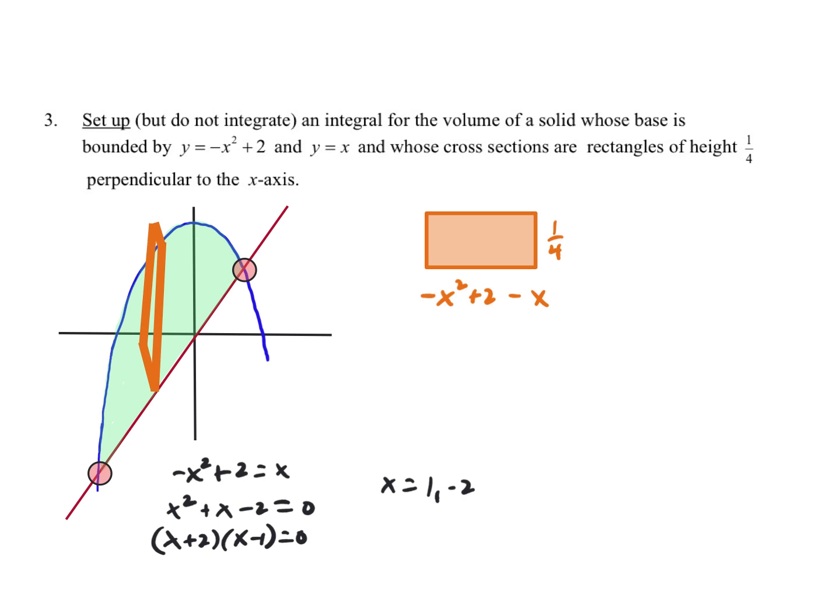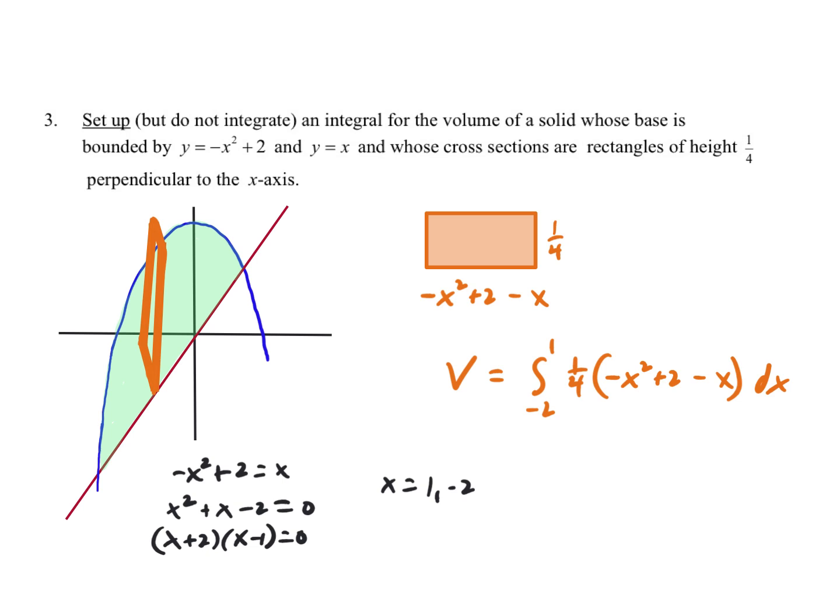I'm going to be multiplying the base times the height. I have my limits of integration. So my setup is simple enough. Negative 2 to 1, 1/4 times that. I'm done.